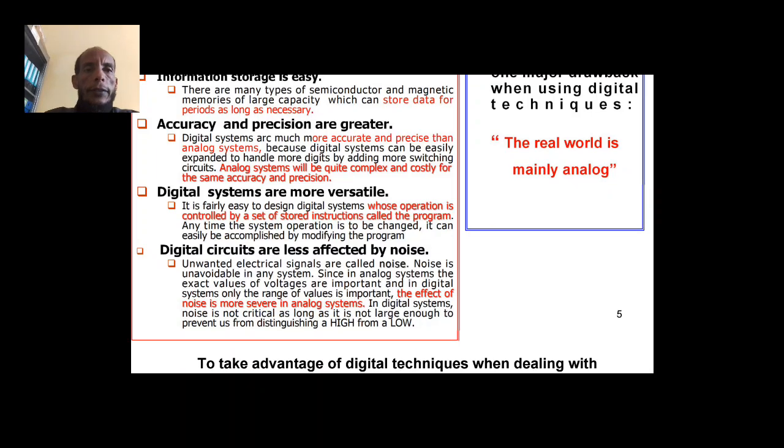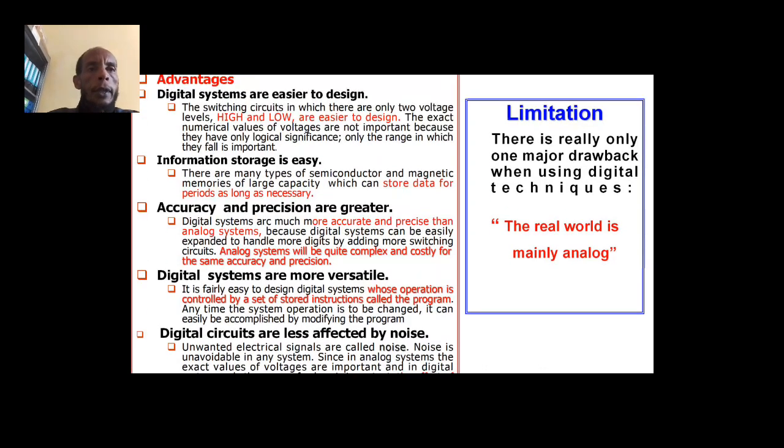Digital systems are also less affected by noise. A big problem in electronic devices is noise. Noise can disturb users. So most of the time analog instruments and devices are affected by this noise. In digital, it is much less when we compare to those.